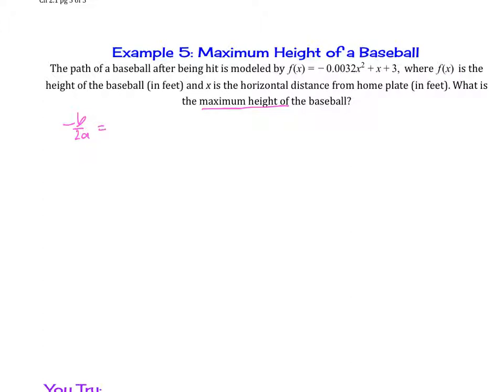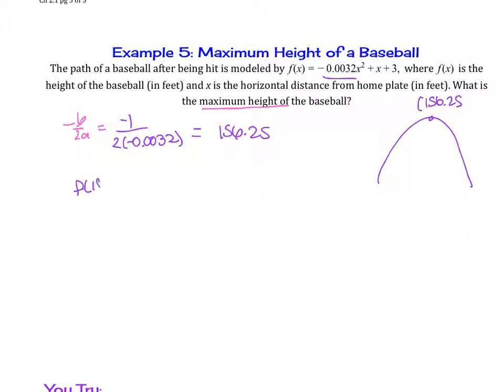We have negative 1 over 2 times negative 0.0032. And plug that in, you would get 156.25. So that is the x value of our vertex here. So now we're going to plug that into our entire equation. Negative 0.0032 times 156.25 squared plus 156.25 plus 3.